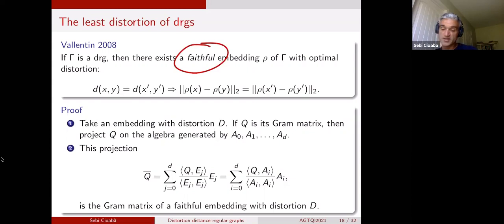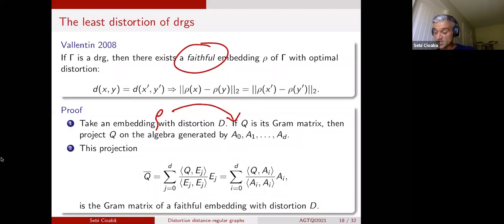He takes an embedding rho with some distortion d, and from this embedding you have a Gram matrix Q, which is the dot product of the vectors rho x. Then he projects Q on the Bose-Mesner algebra of the distance regular graph, which is the algebra generated by the distance matrices A0, A1, ..., AD. This algebra has two bases, the A's and the E's, which are the primitive idempotents that appeared in Chris Godsil's talk, for example.